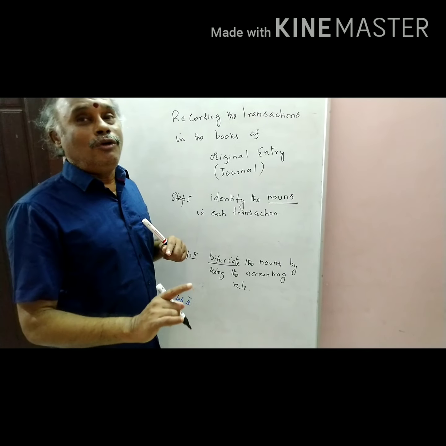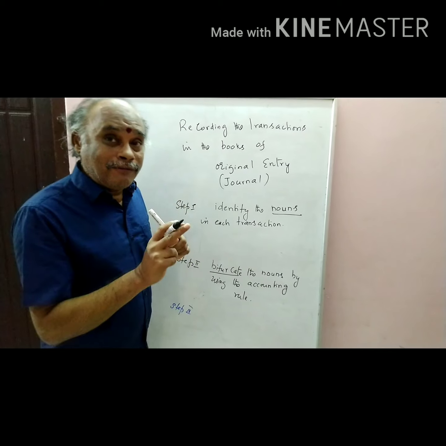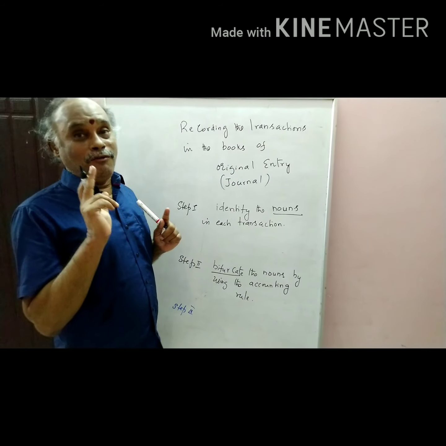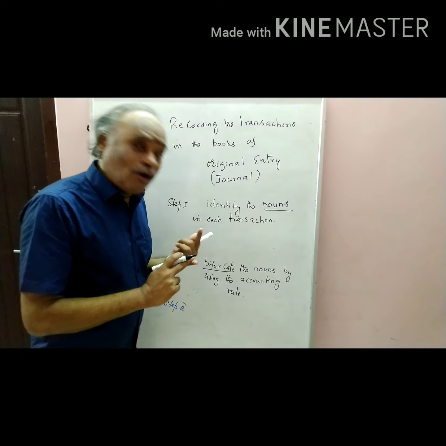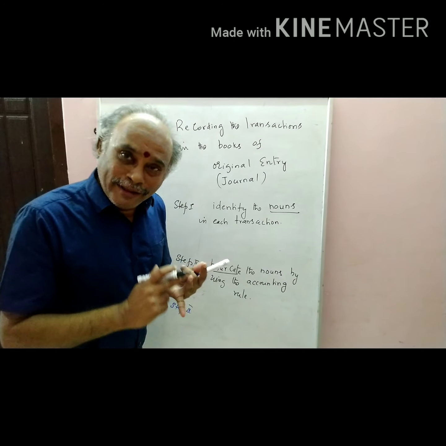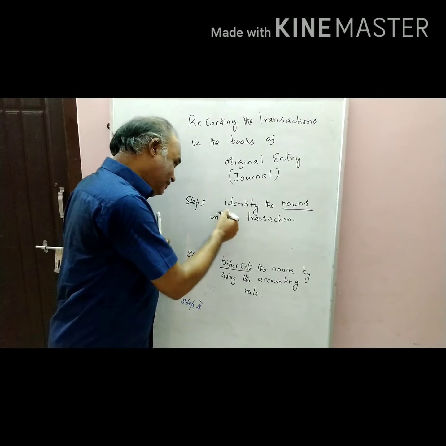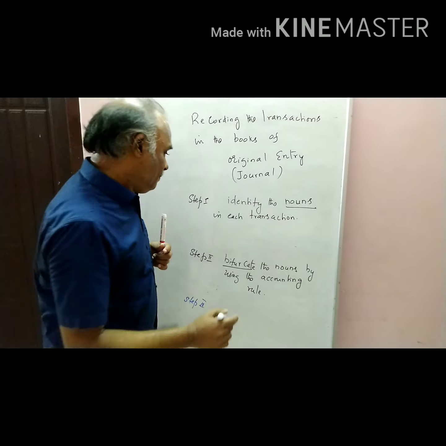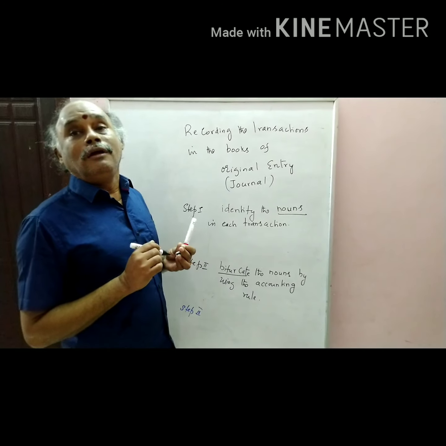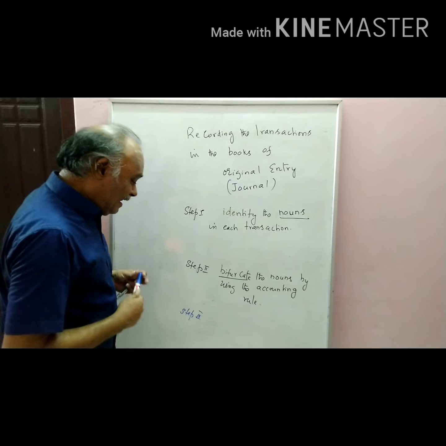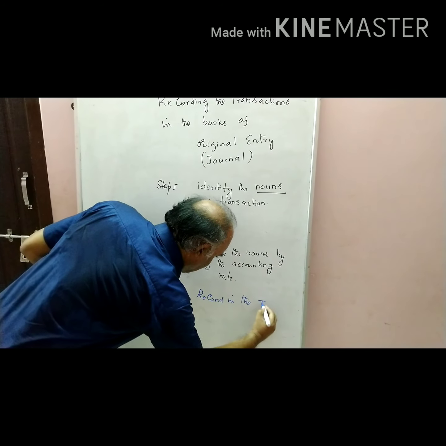So each and every noun in the transactions will have two aspects. One aspect is the debit aspect, another aspect will be the credit aspect. So this bifurcation is very, very important. For that, we need to apply the accounting rule. So you must know the accounting rule and you should know how to bifurcate them by using the accounting rule. This is very, very important. So the first step is to identify the nouns in the transactions and bifurcate the nouns according to the accounting rule, and then record in the journal.